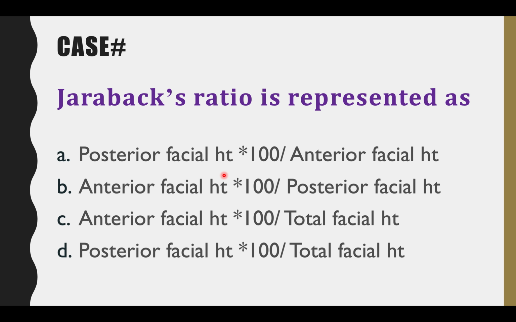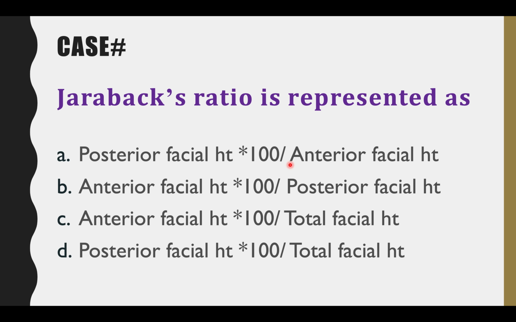It's already discussed in the table, but detailed information regarding the Jarabak ratio is important because most of the questions will come from it. It is represented as posterior facial height into 100 by anterior facial height. That is posterior facial height by anterior facial height into 100. So this is a direct formula. You have to know it. And the normal value of this ratio is 65.